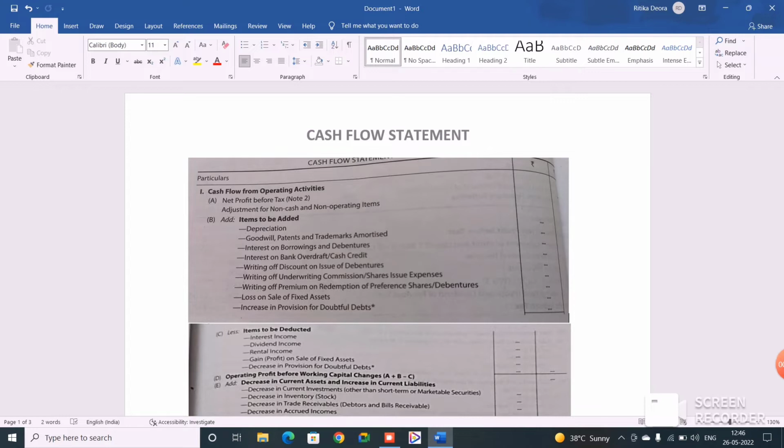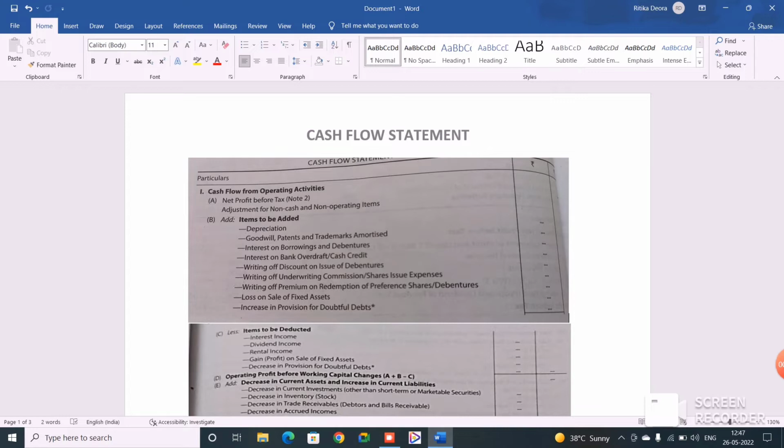Now, indirect method means what? It means that we take the profit from the statement of P&L. We take the profit and then we remove the unwanted items from it, which means that we remove all the non-operating items from the balance in the statement of P&L. So from the net profit, we remove all the non-operating items, and what is left is obviously the cash flow from operating activities. This is basically what we are going to do.